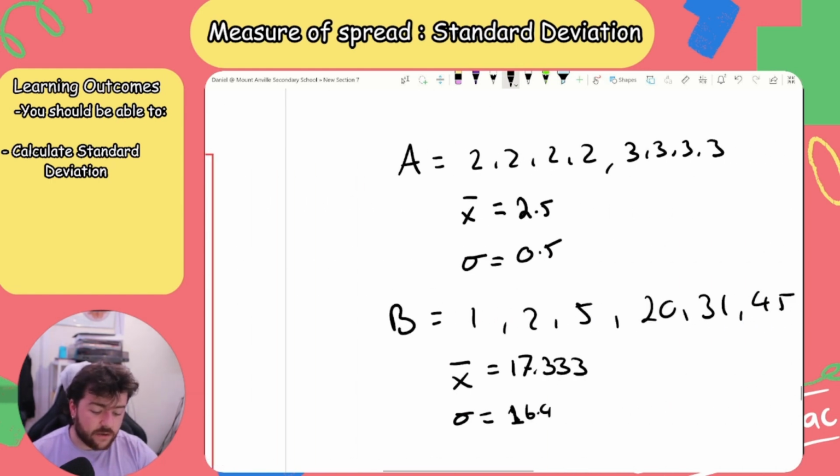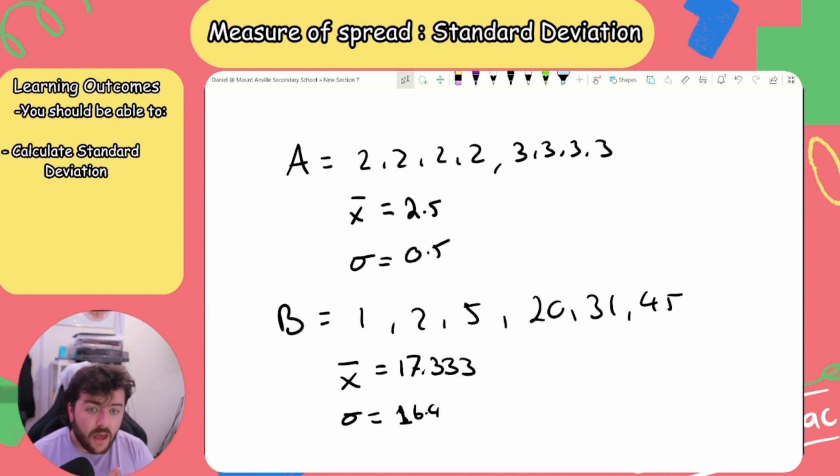So let's look at these two groups for a quick example. This is group A and group B. I just made these up. Group A here is 2, 2, 2, 2, 2, 3, 3, 3, 3, 3. So the mean here is 2.5. And then I calculate the standard deviation, I'll show you how to do that in a minute, but the standard deviation is 0.5.